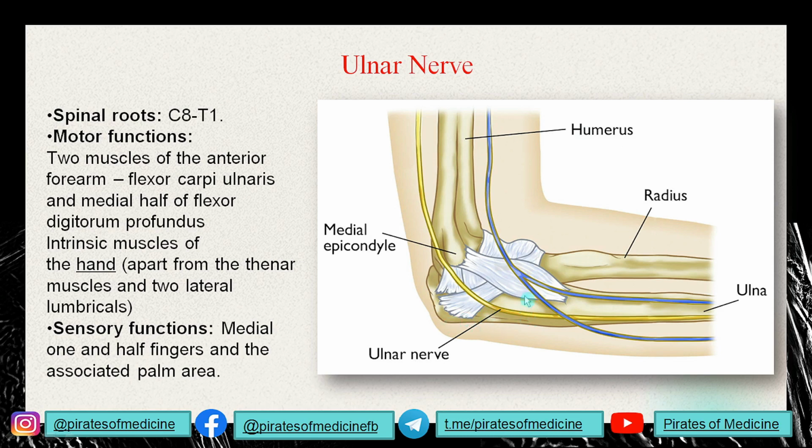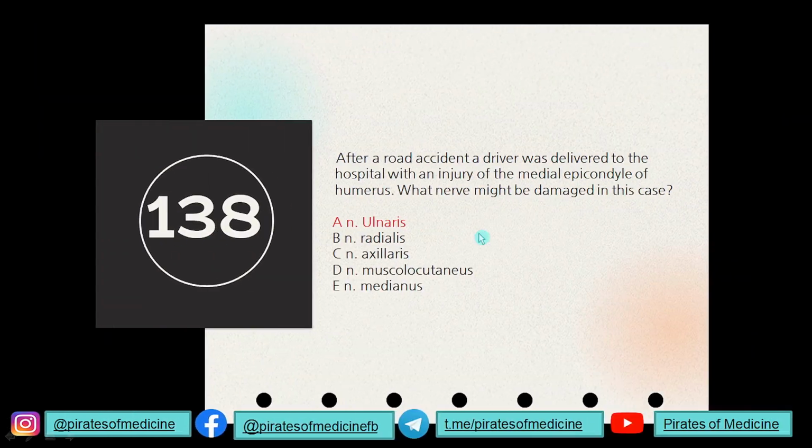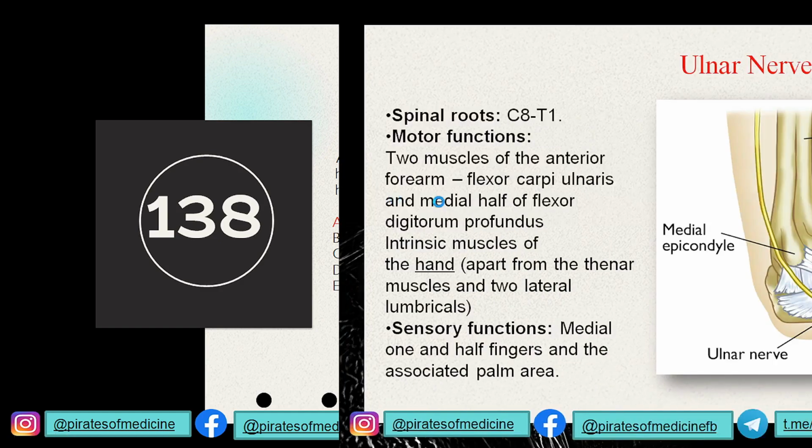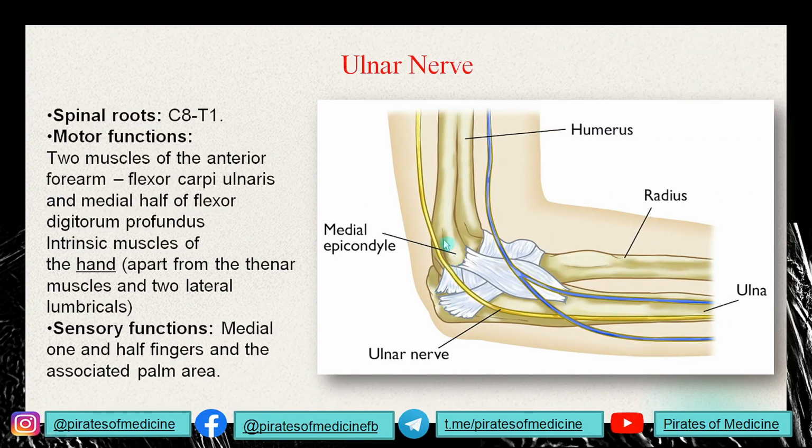humerus, I'm sorry. So that is why the answer is the ulnar nerve. Simple. If the medial epicondyle of the humerus is injured, then the ulnar nerve must be damaged because it is very next to it, and you would see all the impairment of the functions of the ulnar nerve, the motor function and the sensory functions. So we talked about this before.